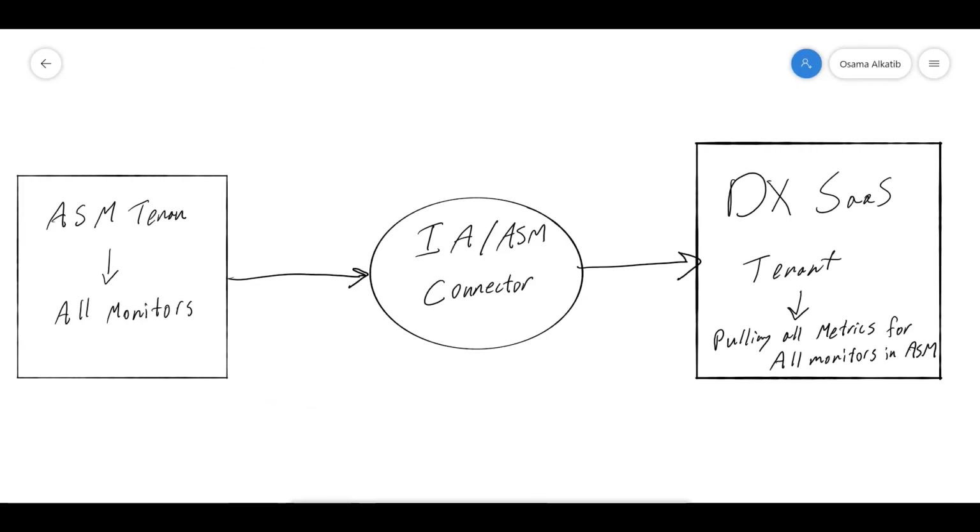At this point, we got our ASM tenant with all its monitors connected through our infrastructure agent to our DX SaaS tenant. We're pulling all the metrics for all those various monitors from ASM. And at this point, we're able to now create alerts, be able to do a lot more with our external monitoring capabilities and integrating this into our overall application performance monitoring.